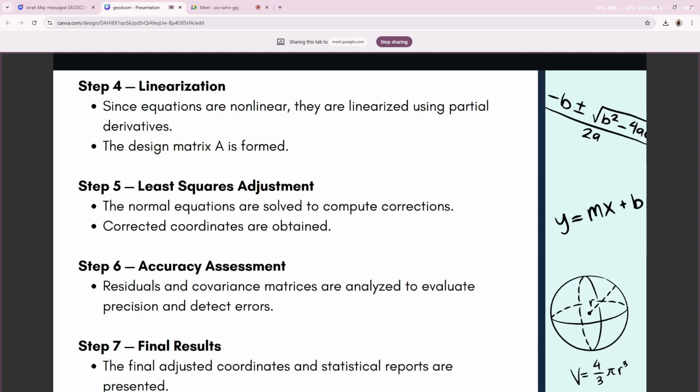Step four, since many observation equations are nonlinear, they are linearized using partial derivatives. The design matrix A is then formed. Step five is least squares adjustment. The normal equations are solved to compute coordinate corrections. Step six is accuracy assessment. Residuals and covariance matrices are analyzed to evaluate precision and detect possible errors. And finally, step seven is presentation of final results. The adjusted coordinates and statistical reports are then presented and evaluated.